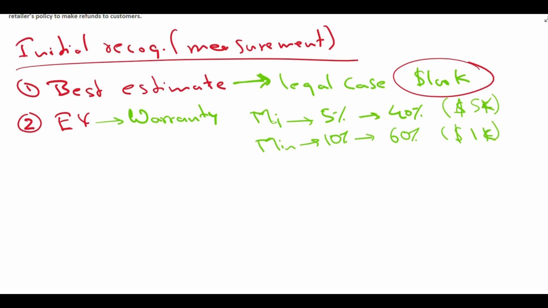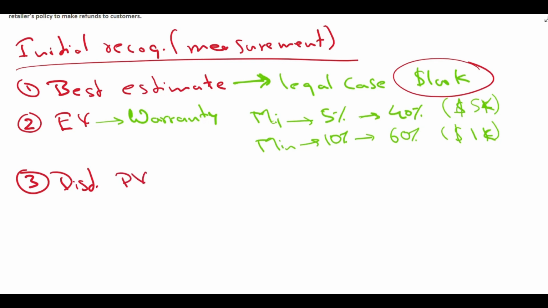So based on this, the estimated value for the major one into the probability, and the estimated value for the minor one into the probability, and then whatever the weighted average comes to will be your estimated value. That needs to be recognized initially. Number three could be discounted present value.